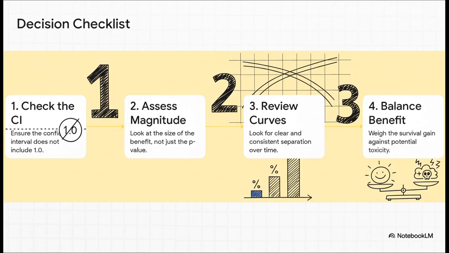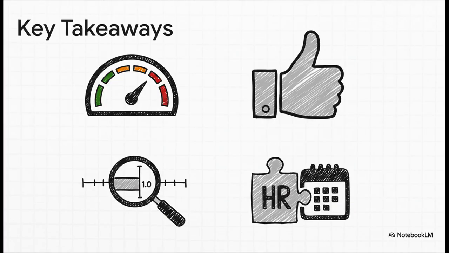Number 3, if you can find the survival curves, and you often can in the actual studies, look for that nice, clear separation over time. And finally, number 4, and this is so important, balance the benefit. A few extra months of survival is a huge deal, but you also have to consider things like side effects. What's the trade-off?